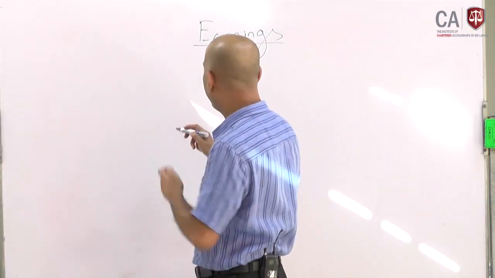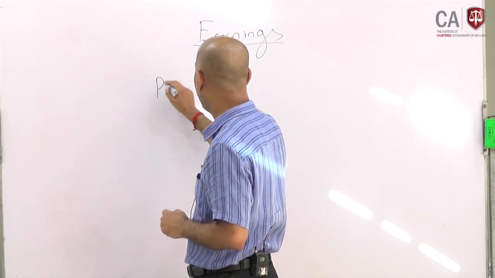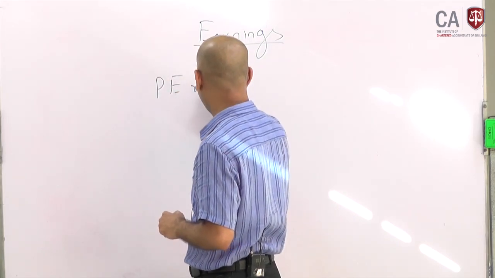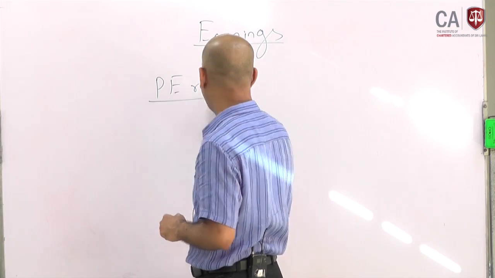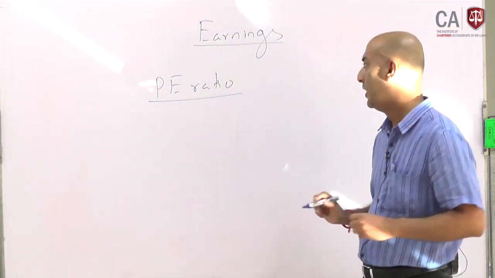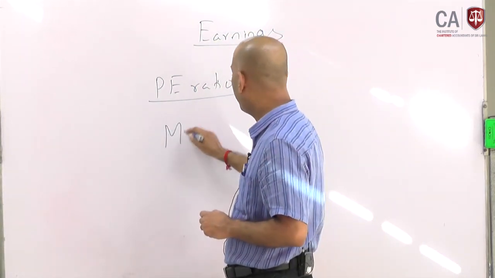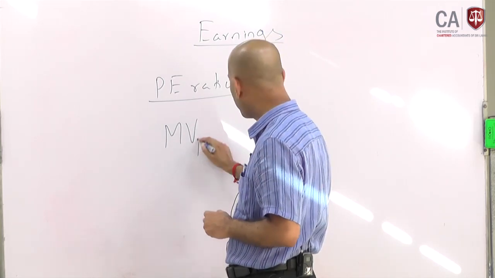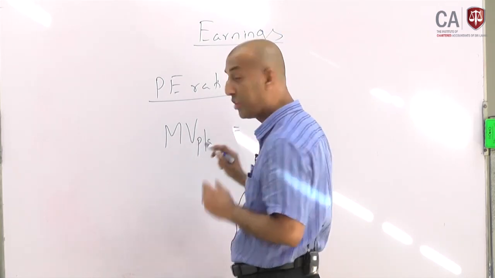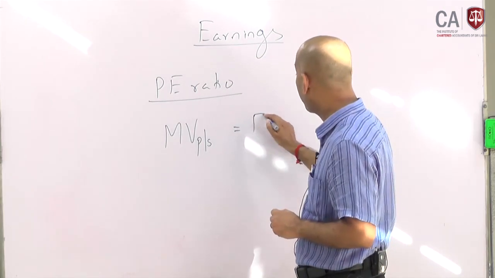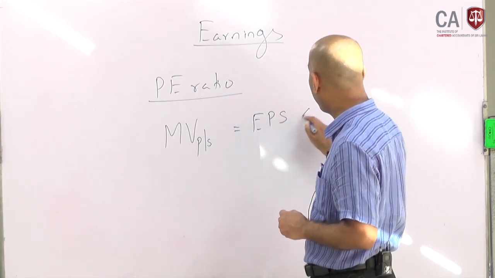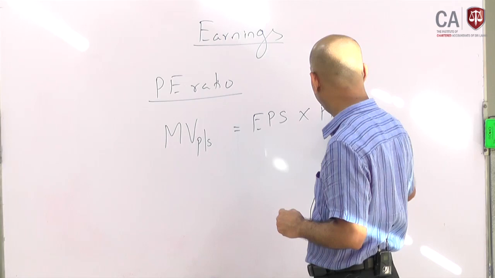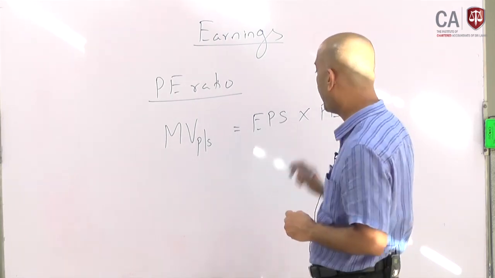What is earnings based valuation? The main valuation method is what we call the price earning ratio, so price earning ratio based valuation. How do you value the market value per share? If you are talking about one share, your earning per share is multiplied by the PE ratio.